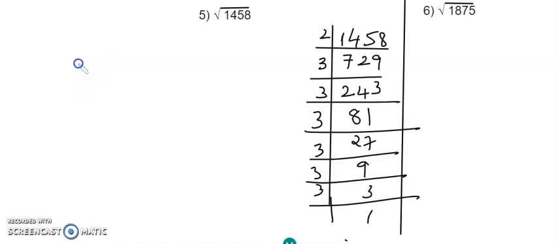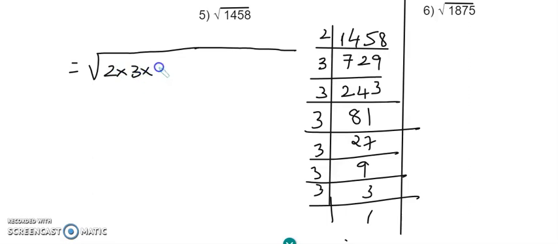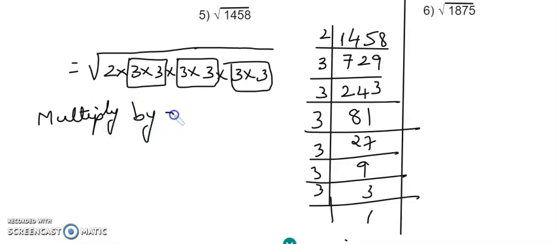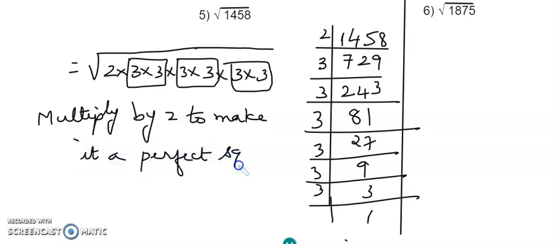So let's write down the factors. I'll be writing 2 multiplied by 3 six times. Those many 3s I have, right? So if I make pairs, I have the first pair, second pair, third pair. So which is the odd one here? Yes, 2. So we'll multiply by 2 to make it a perfect square. So let's multiply in the question, which is 1458 multiplied by 2.